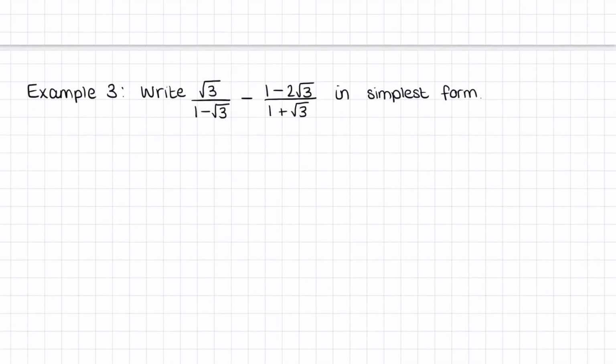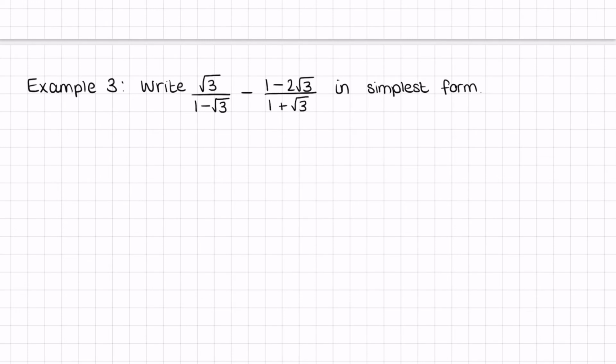Another example, write root 3 over 1 minus root 3 minus 1 minus 2 root 3 over 1 plus root 3 in simplest form. So this is just a little bit of a process. Just be methodical, don't try and skip steps, because that's when you're probably going to make a mistake. We've got the first part here, root 3 over 1 minus root 3. We need to multiply that by the conjugate, so it'll be 1 plus root 3 over 1 plus root 3.